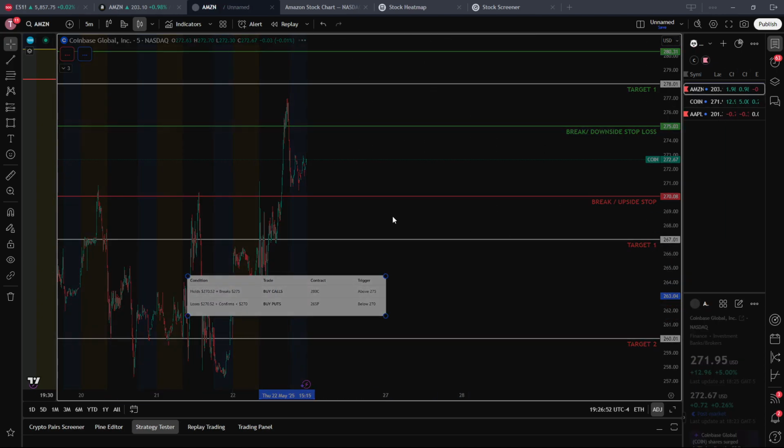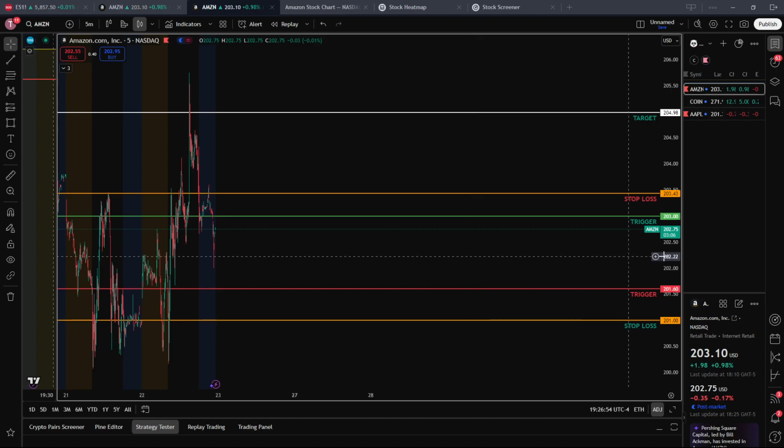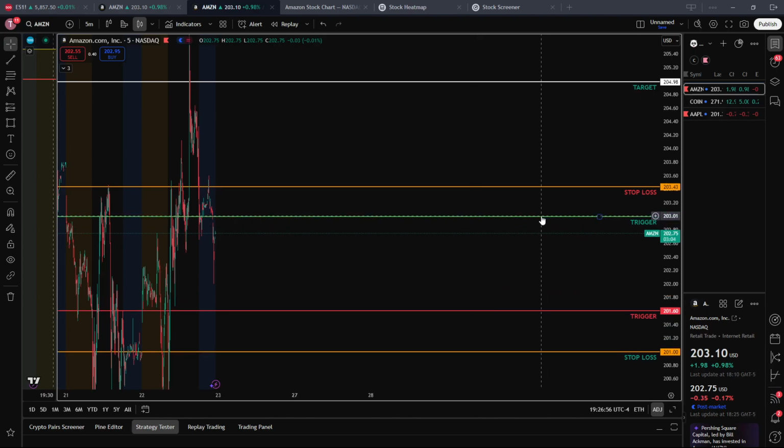Next one is Amazon. All right, Amazon, we got our trigger. We want to see a 3 to 5 minute candle close to the upside and target 204.98. Our stop loss on this one's going to be 201.